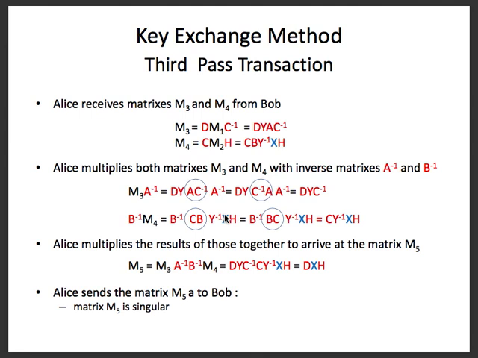So Alice receives the matrix from Bob. What does Alice do? First of all, she takes off her envelope, multiplying the matrix by inverse matrix A and B. Do you see this? We can change them because they're center symmetric. And we change this, and after that, we can get rid of them. This and this.